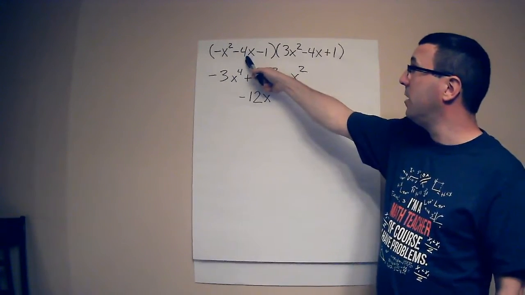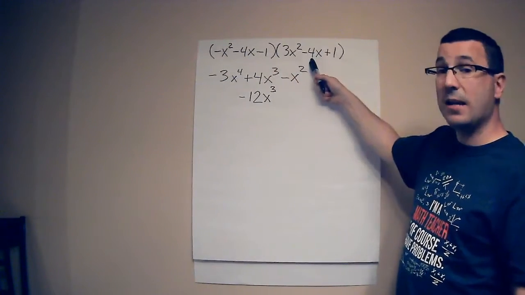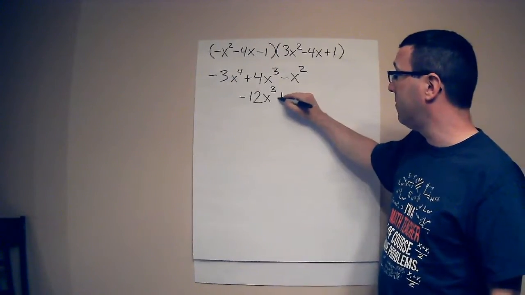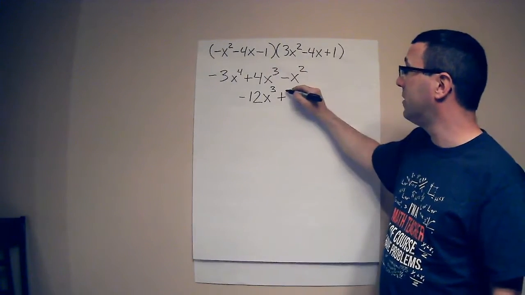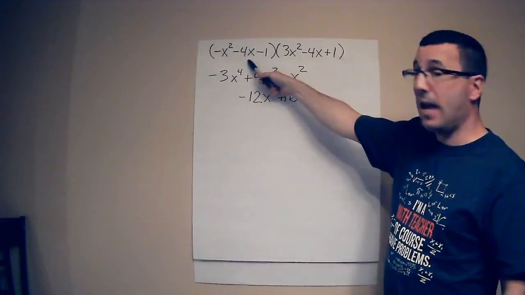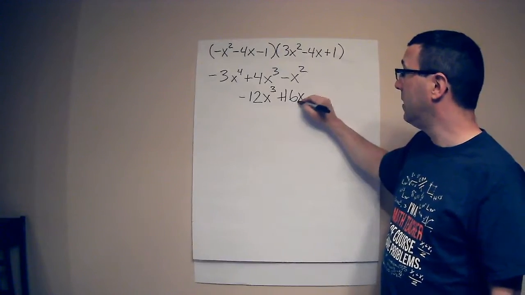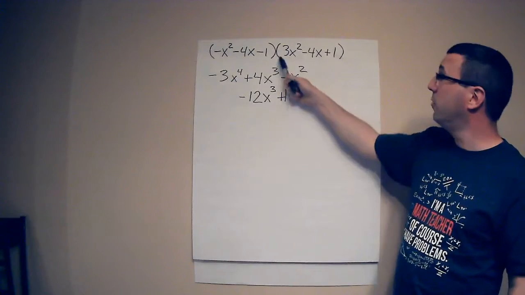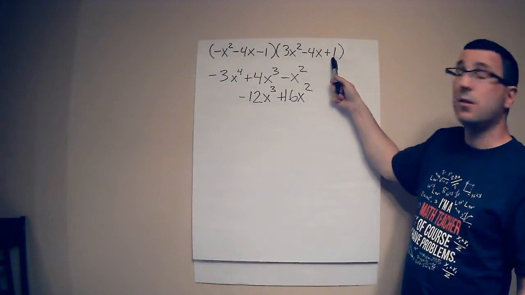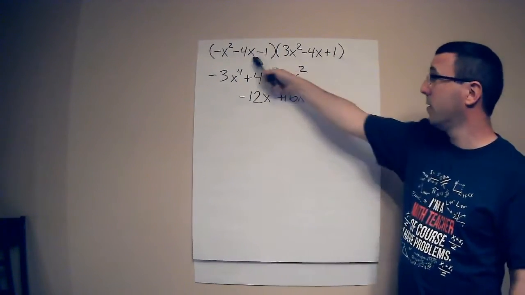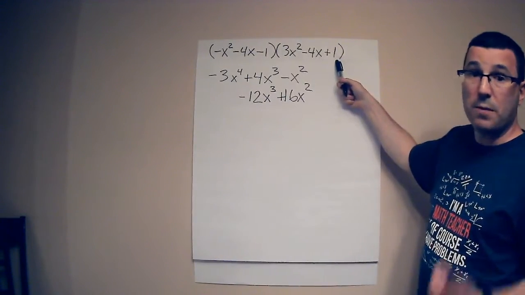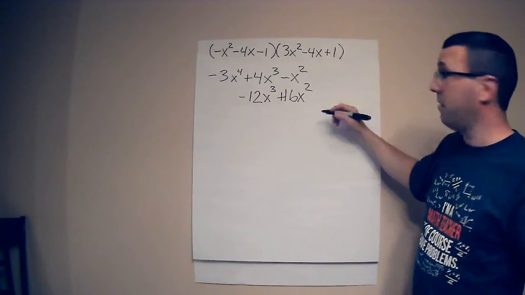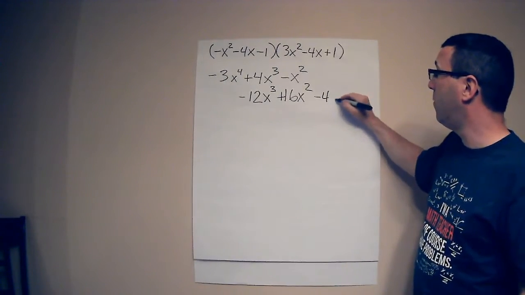Then I'm going to do negative 4x times negative 4x. A negative times a negative is a positive. 4 times 4 is 16, and x times x is x squared. Then we're going to move from negative 4x times positive 1. Since I'm multiplying by a positive 1, I'm just going to keep the negative 4x. So negative 4x.